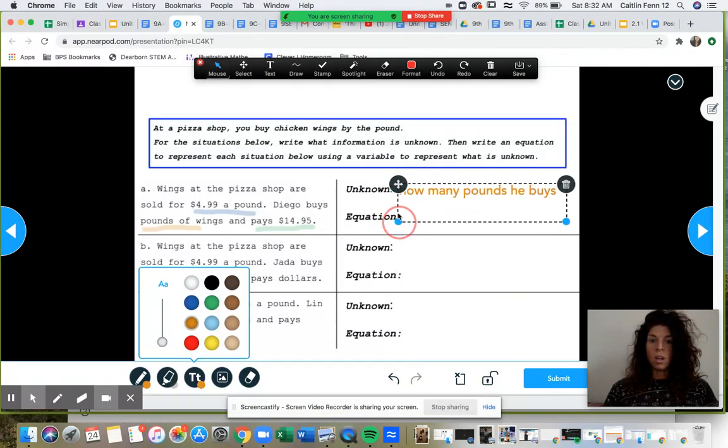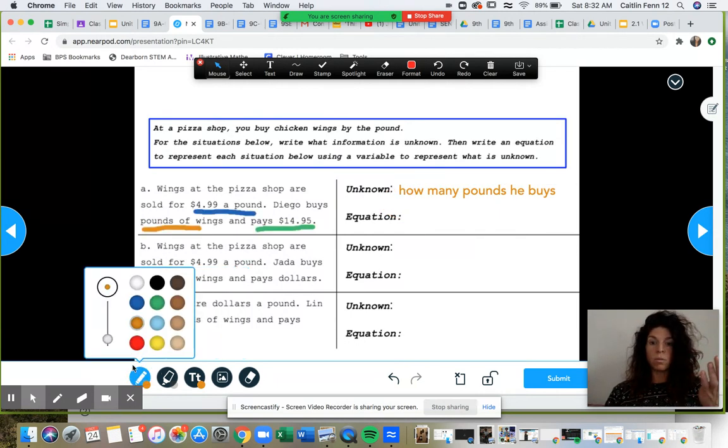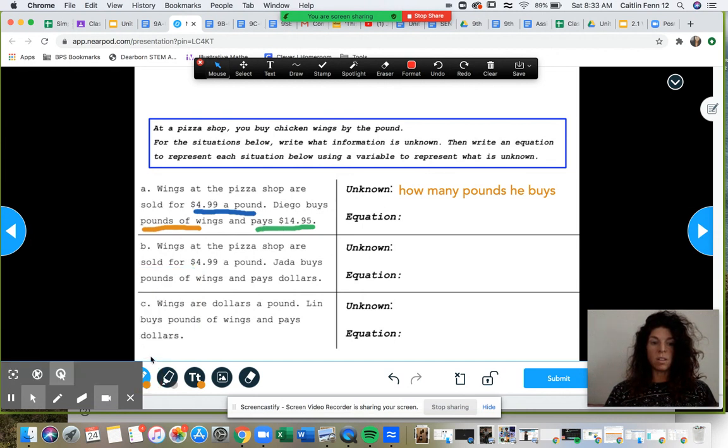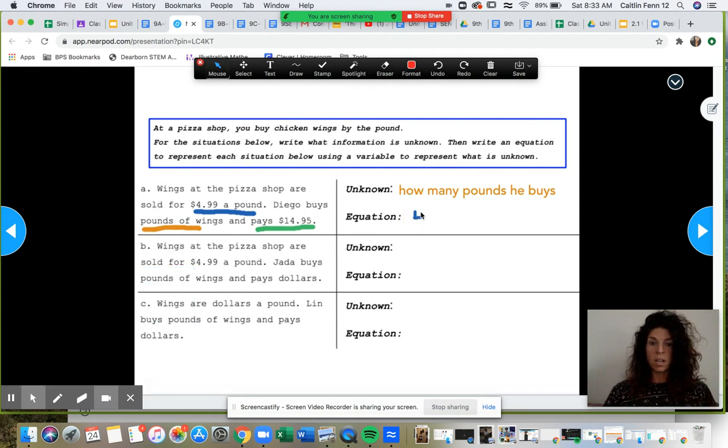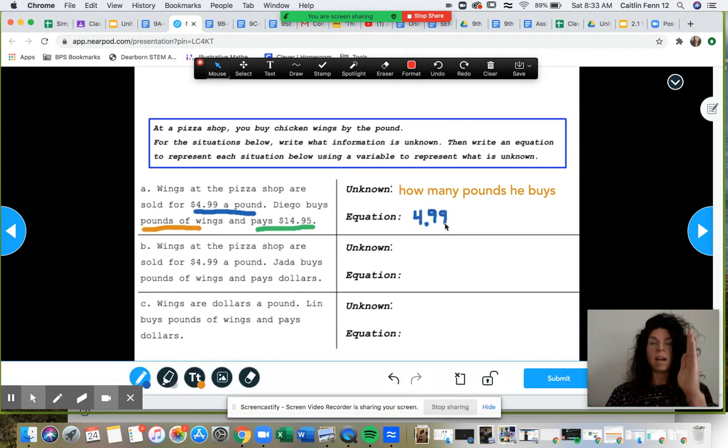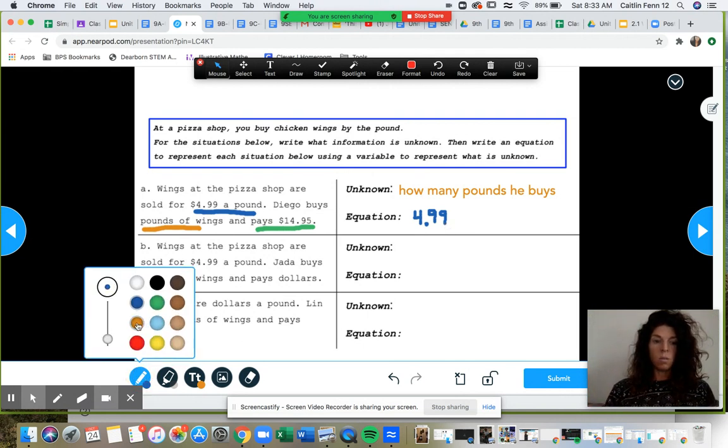Okay, and so now when we go to write our equation, our unknown, that thing we don't know, since we don't have a number to put for it, we're going to put a variable. When we have the price per pound, we're going to take that price per pound, so we have $4.99 a pound. And the number of things we buy, we multiply those two numbers because for every pound we pay $4.99, $4.99, $4.99. However many pounds, that's how many times we do $4.99. So we do the operation of multiplication when we're thinking about this.